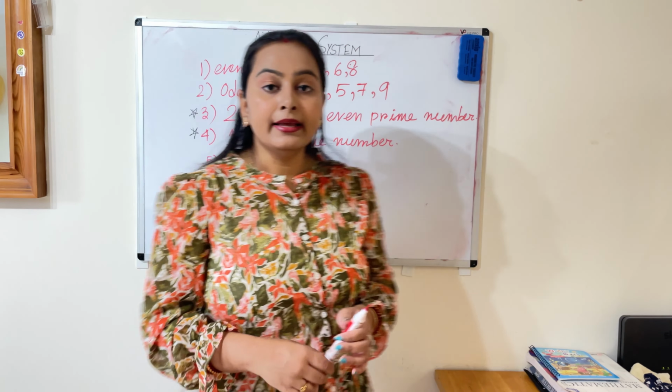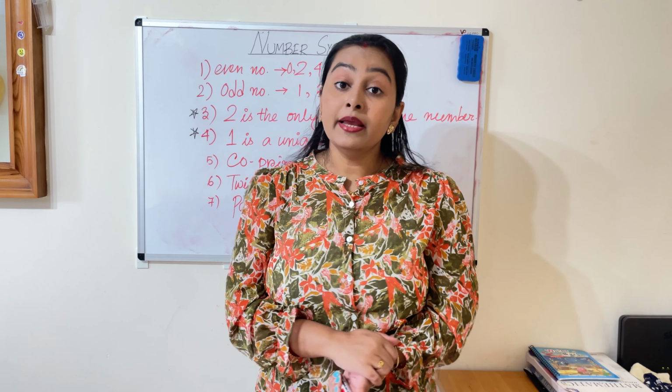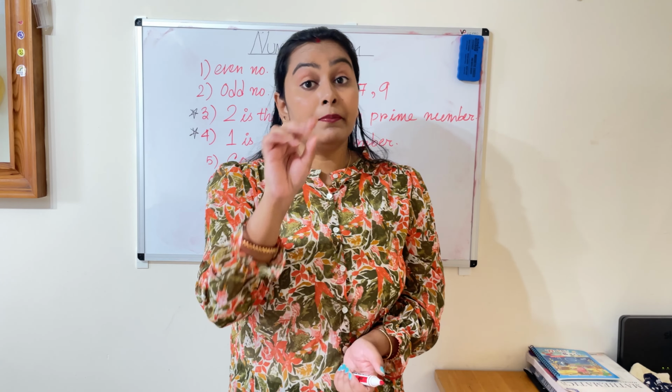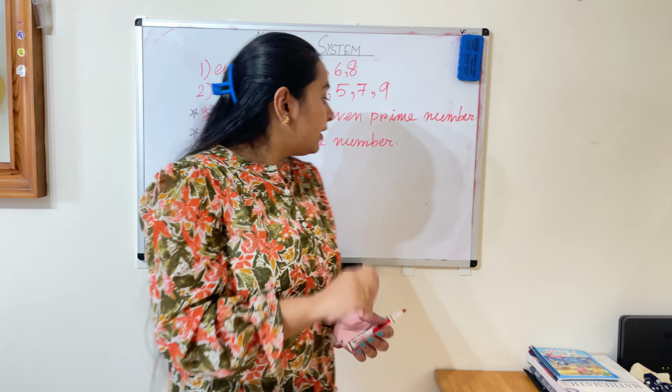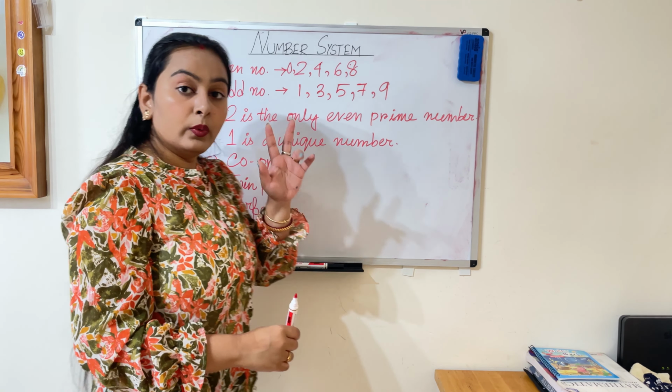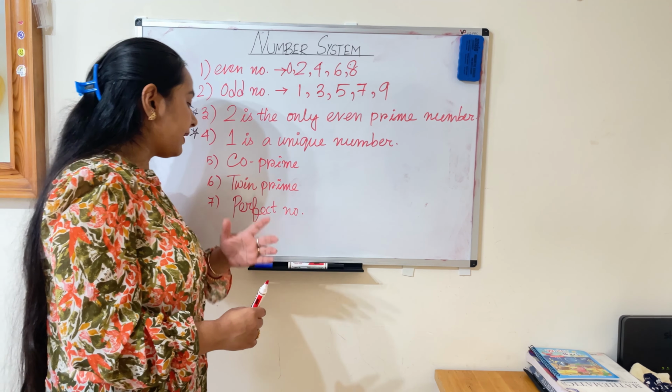Now the next one, number 6, that is twin prime number. What is a twin prime number? It must be a set of prime numbers. Both of the numbers should be prime numbers, and they differ by 2, right? And these numbers are considered twin prime numbers.